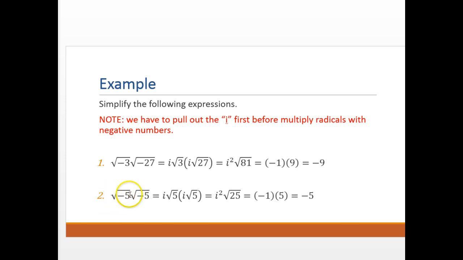Similarly, the square root of negative 5 times the square root of negative 5 is i root 5 times i root 5, which is i squared times the square root of 25. i squared is negative 1. And root 25 is simply 5. So this becomes negative 5. If we were not to pull the i's out first, we'd actually wind up with positive numbers, which are incorrect. So we have to deal with the i's at the very beginning.